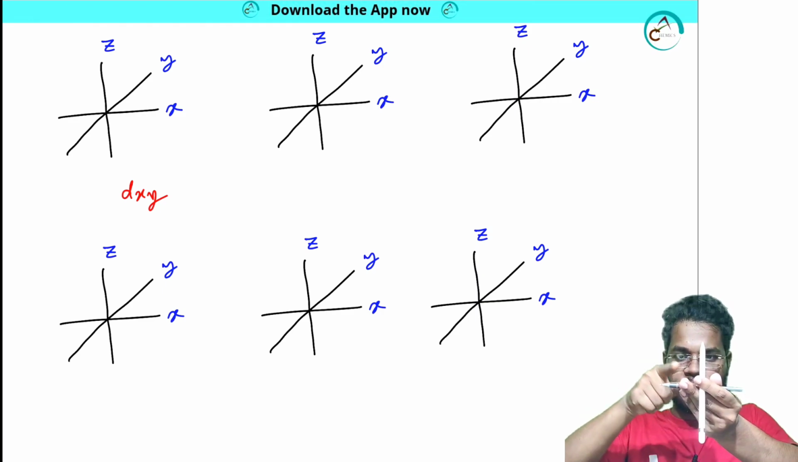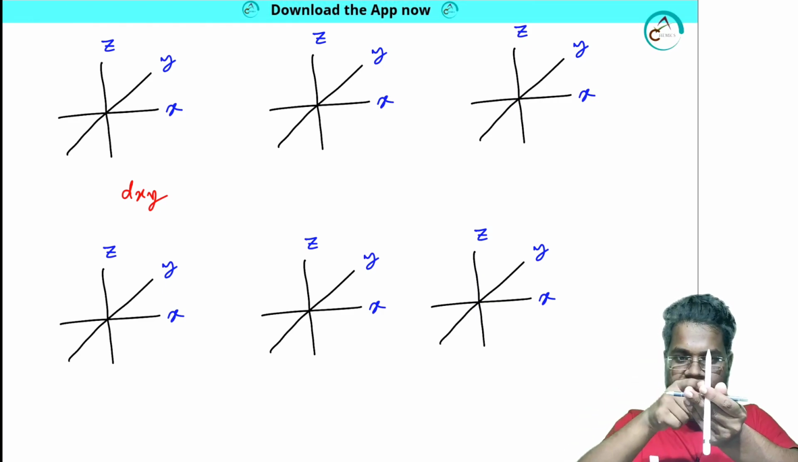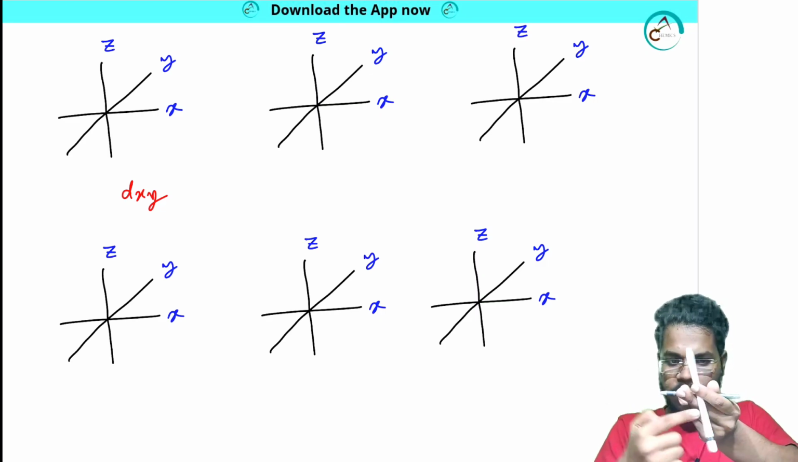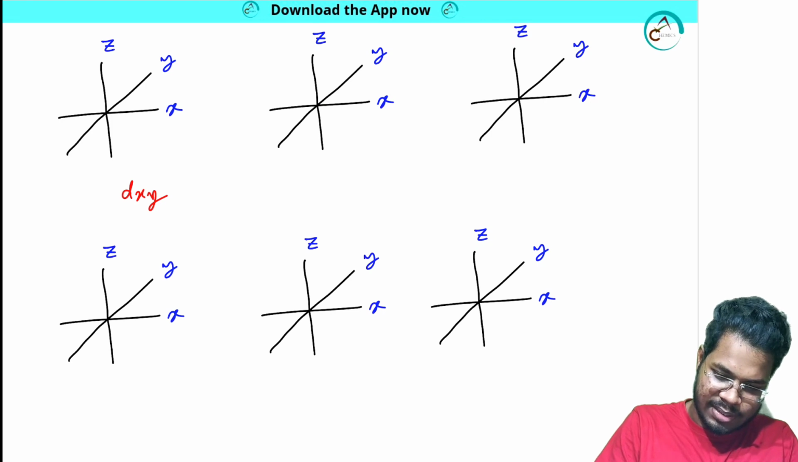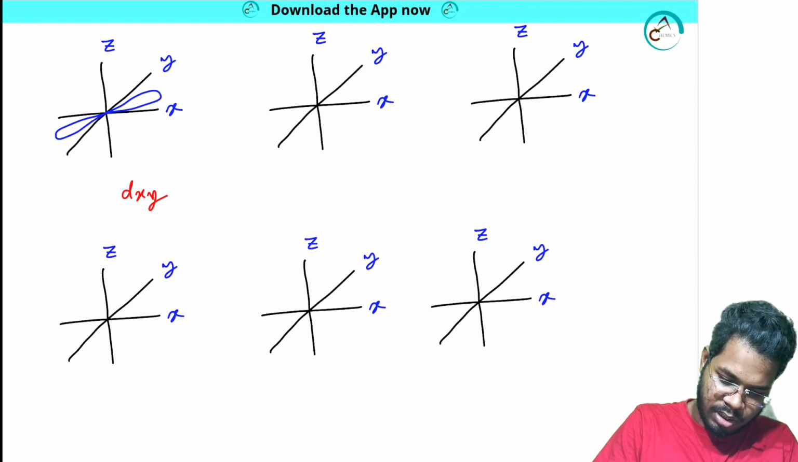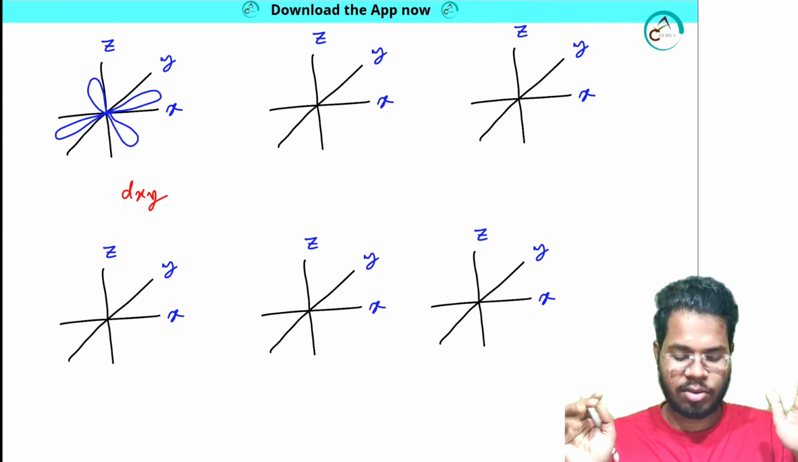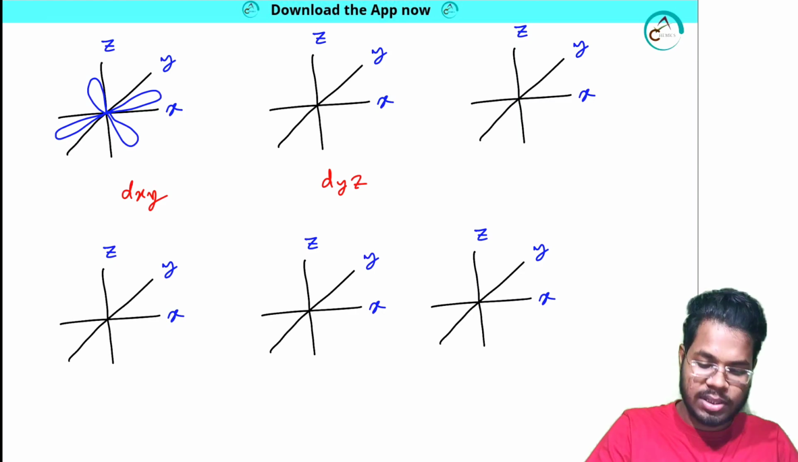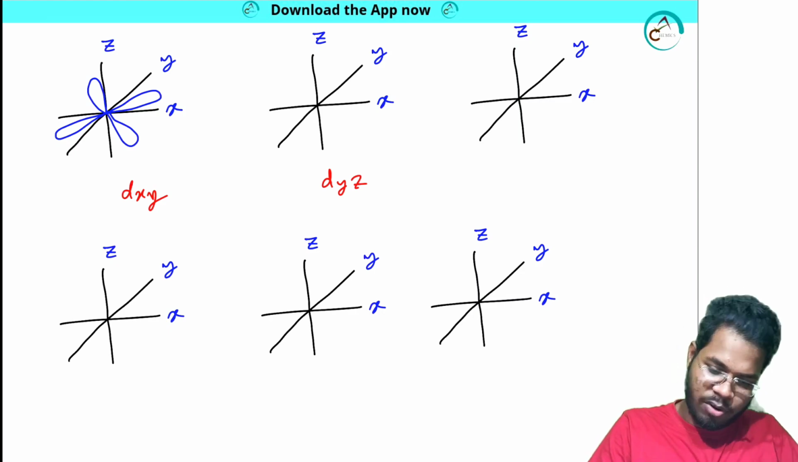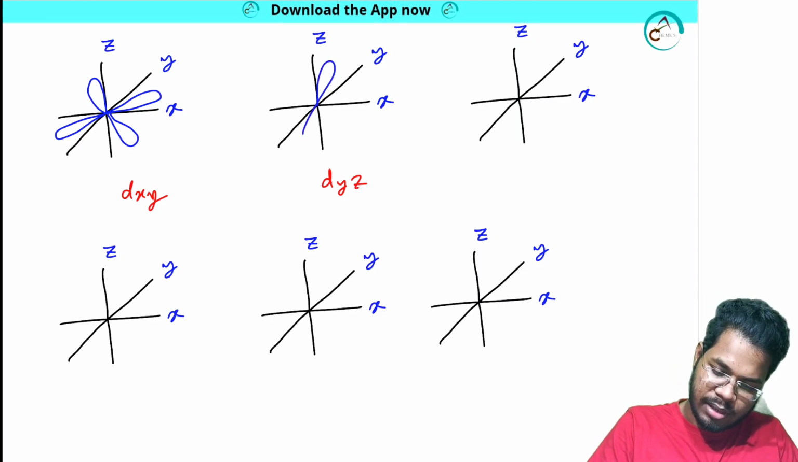From here there will be one lobe in between the x and y axis. Here the opposite direction, here the opposite direction. So how does it look? It will be looking like this, xy, and this one xy, in between the x and y axis on the xy plane. Similarly, if I consider dyz, the same is true. We have to consider only the yz plane, so y and z, like this and like this.